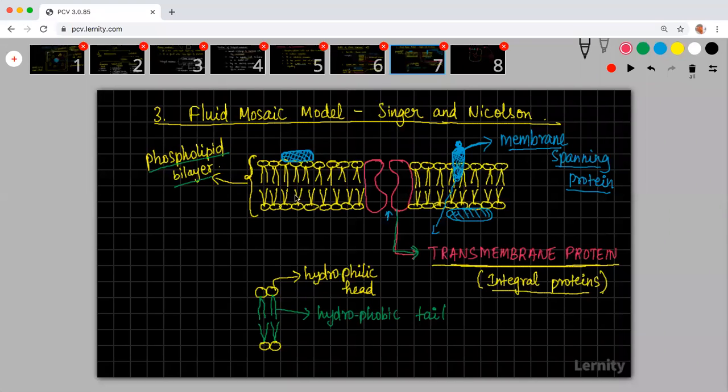And then you have this phospholipid layer. It is made up of phospholipid. So how will this be there? You have a phosphate group at the end, which is attached to a lipid molecule. Like a micelle that you have studied in soaps. You have studied about soaps, no?